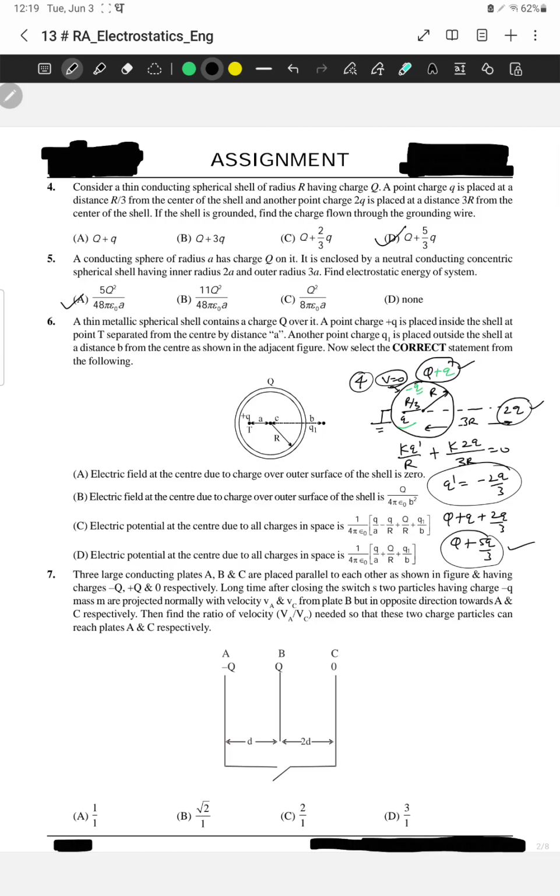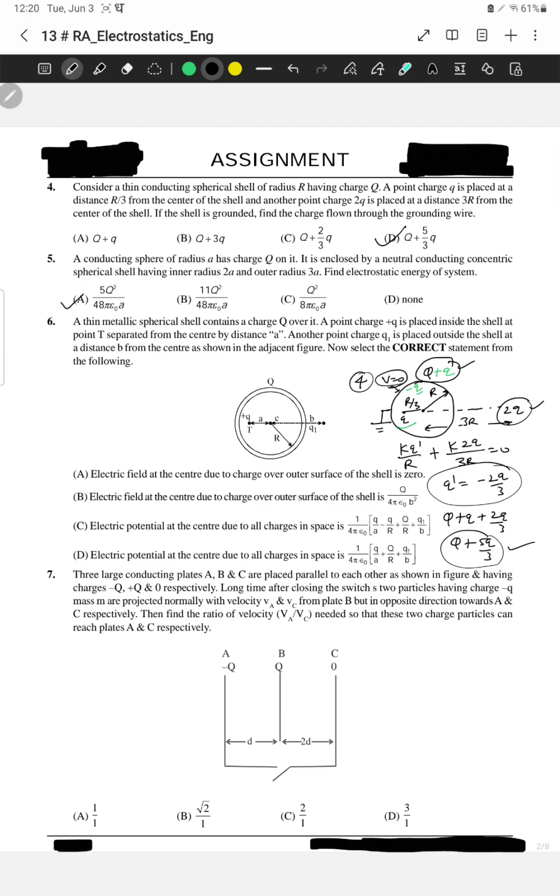Question number 6. A thin metallic spherical shell contains a charge q over it. A point charge plus q is placed inside the shell at point t separated by distance. Okay. So now read the options. Electric field at the center due to charge over outer surface of the shell is 0. Right? So this option is wrong.